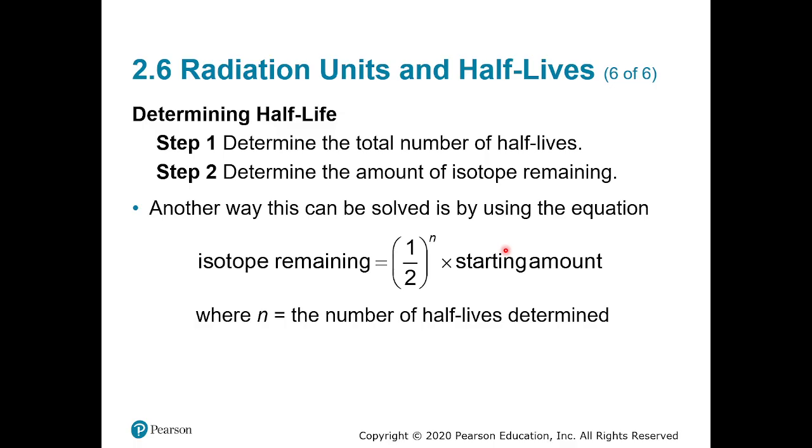Now, this equation, what does it actually say? So let's say I have a starting isotope of 1 gram, and I go through 1 half-life. How much do I have left? 1/2 gram, right? I go through 2 half-lives. How much do I have left? 1/4 gram, right? I go through 3 half-lives. How much do I have left? 1/8 gram, right? See how I'm just doubling that bottom number every time? Okay, that's all that says.